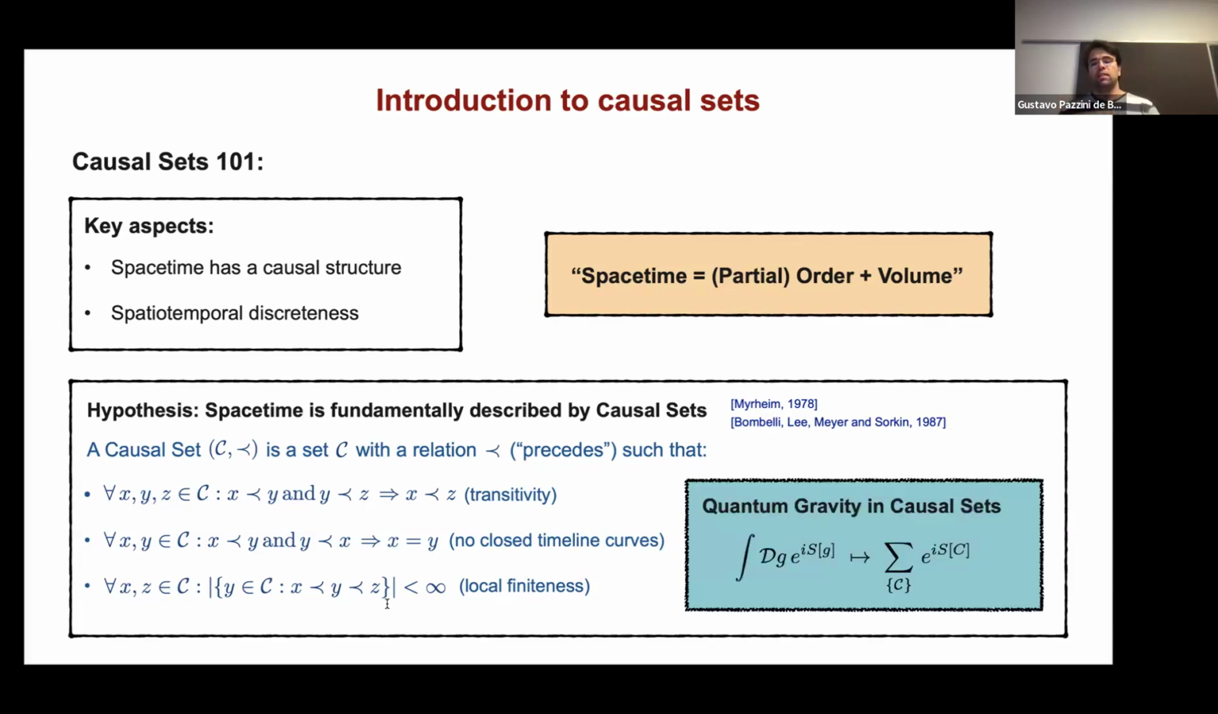So what we want to do is a theory of quantum gravity based on causal sets. This essentially means that instead of performing path integrals over geometries, I'm going to perform a sum over all causal sets. And of course, in order to do that, I need to specify the action for a causal set, what encodes its dynamics. This is one of the points that I want to address in my talk: how to define such an action in a causal set.